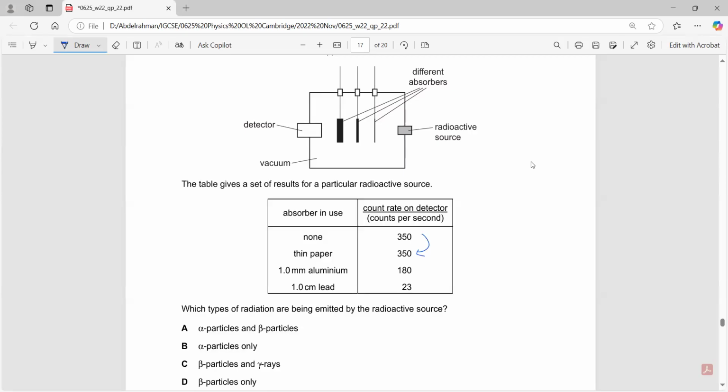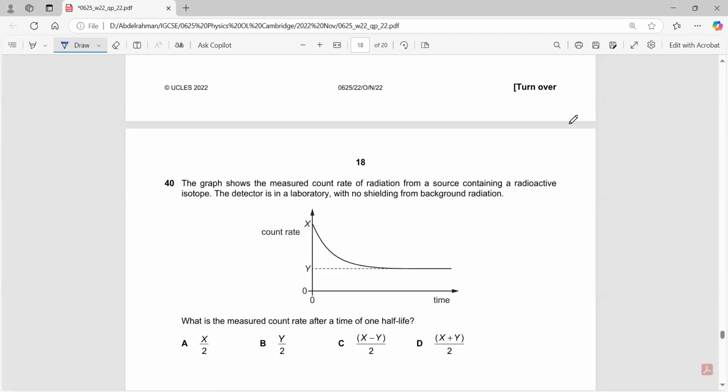Do you have any alpha particles? No, we don't have any alpha particles. When you add the aluminum, do you have any beta particles? Yes, we do have beta particles. When you add the lead, do you have any gamma? Yes, we do have gamma. So the only radiation given off is beta and gamma.